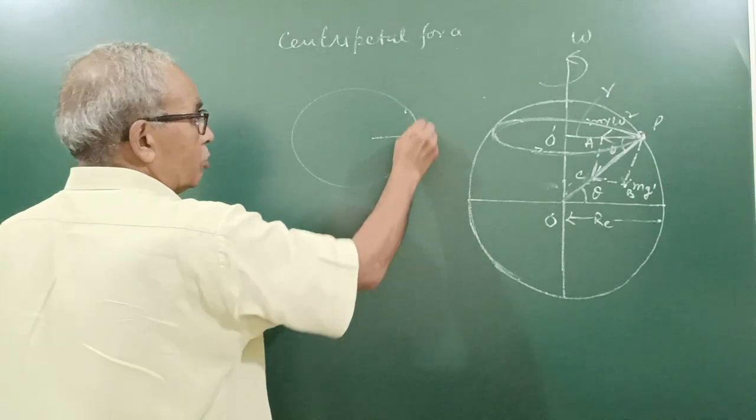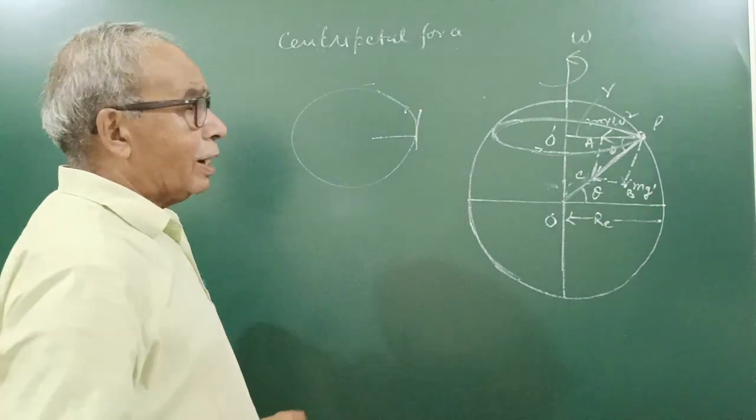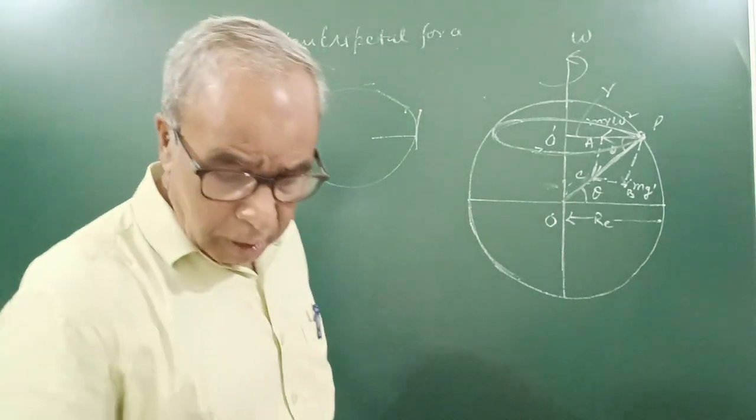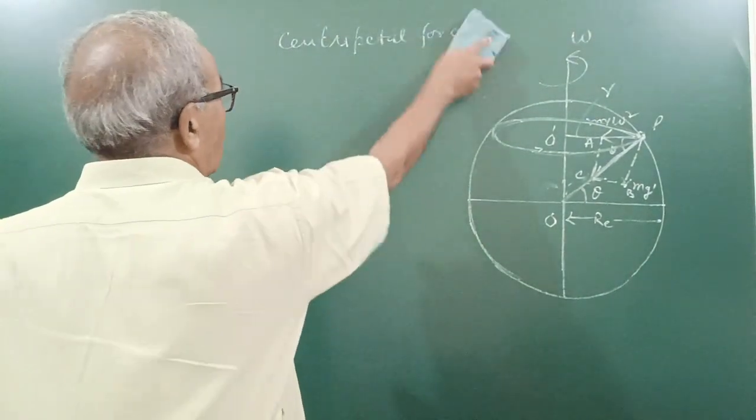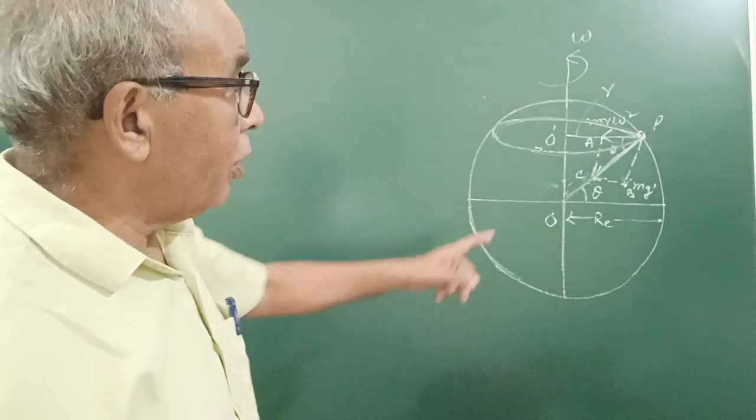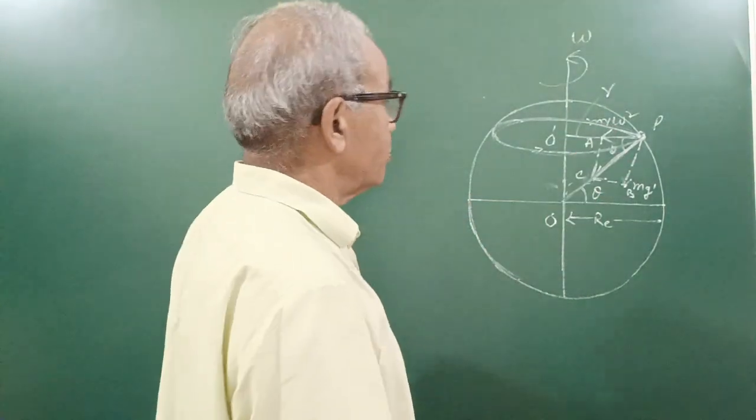The velocity is here, then here, then here. So we can change the direction of velocity by applying some force, and that force will be at right angle, and that is called central force. Now from where will the body get central force?